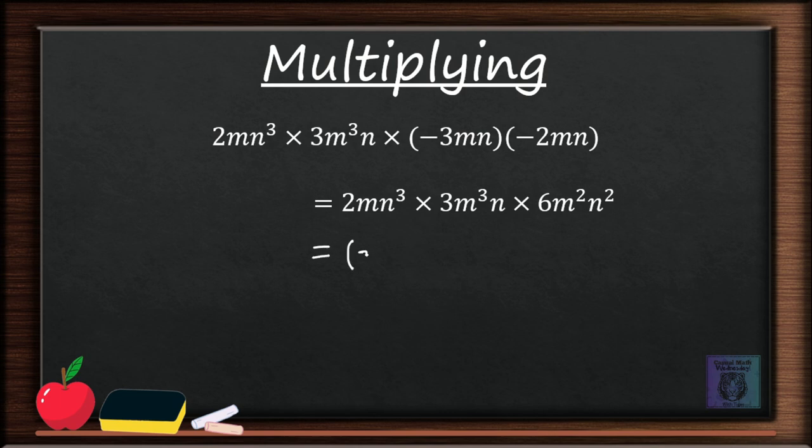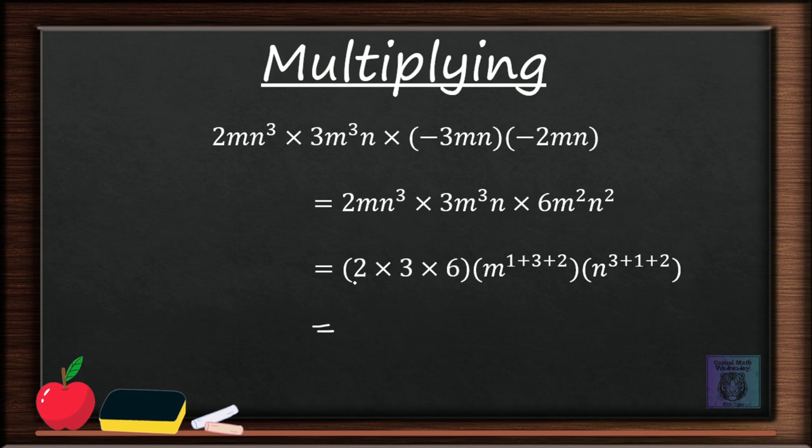Now I can go and split all the numbers, and then m, there's a 1 plus a 3 plus a 2, n, a 3 plus a 1 plus a 2, close the bracket. 2 times 3 is 6, 6 times 6 is 36, m, 1 plus 3 is 4, plus 2 is 6, m to the power of 6, n, 3 plus 1 is 4, plus 2 is 6, n to the power of 6. And that would be your final answer.